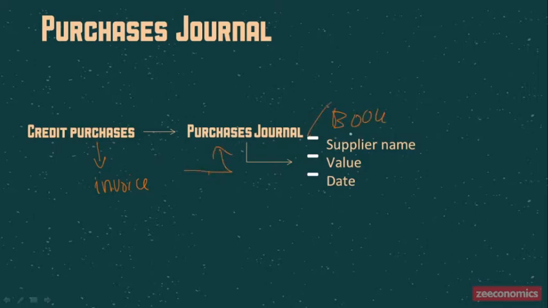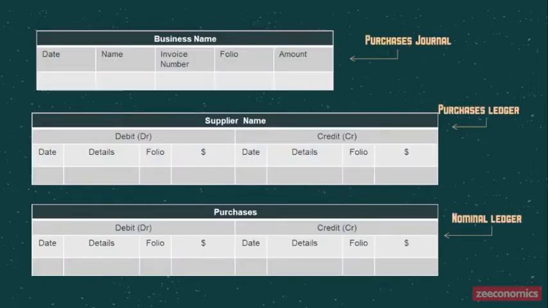Again, I want to emphasize that this purchases journal is merely a list book of suppliers. It is a book that the customer keeps to list the names of the suppliers he's doing business with, or buying stuff from. The information contained in it is the supplier name, the value of the transaction, as well as the date when the transaction takes place. In the next slide, I will show you the format of the purchases journal as well as the ledgers. There will be two ledgers used: one is the supplier's ledger and the other is the purchases ledger.